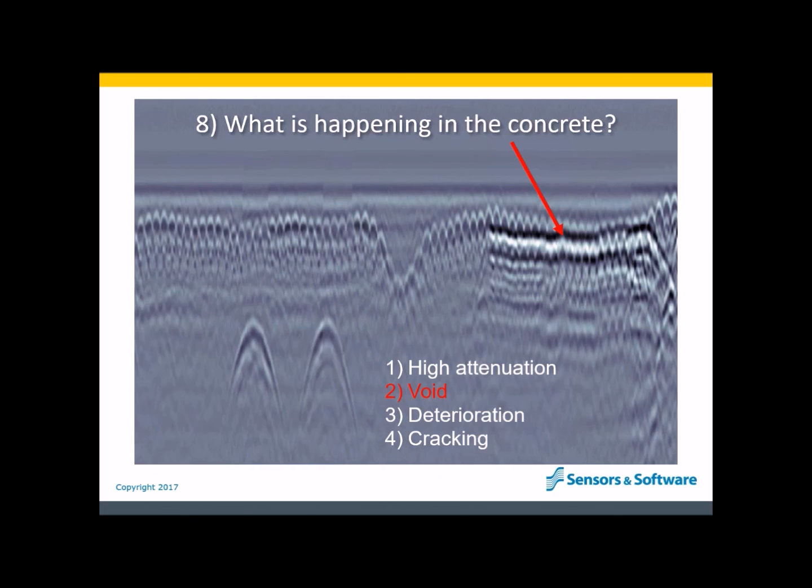If it's an air-filled or water-filled void, there will be a large contrast with the concrete and produce a strong reflector, which is exactly what we see in this image.